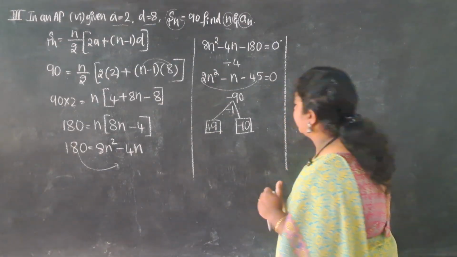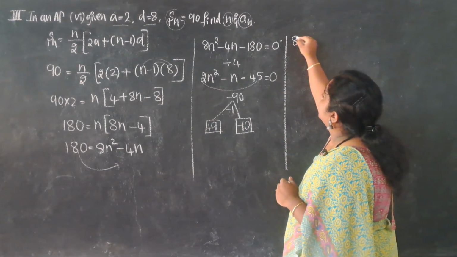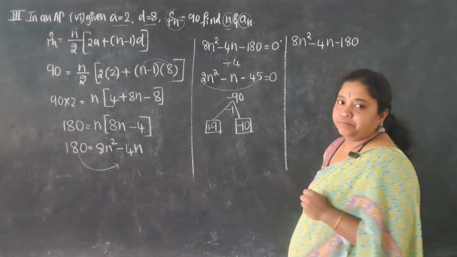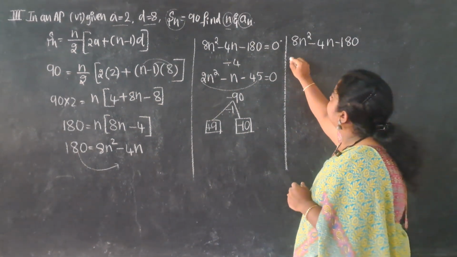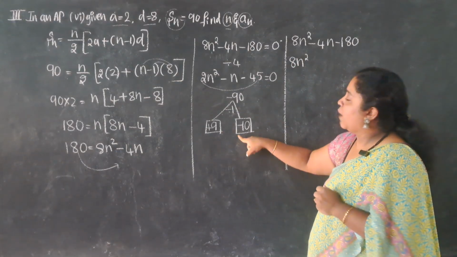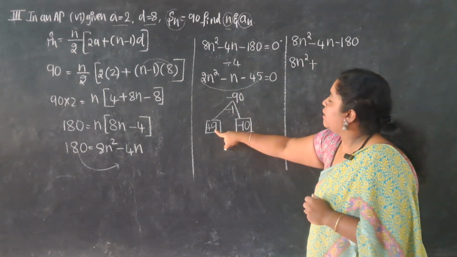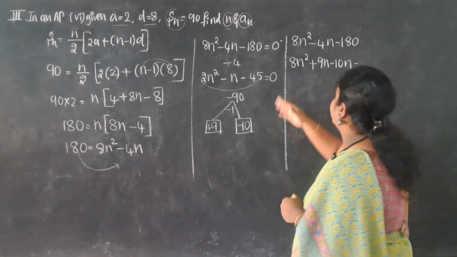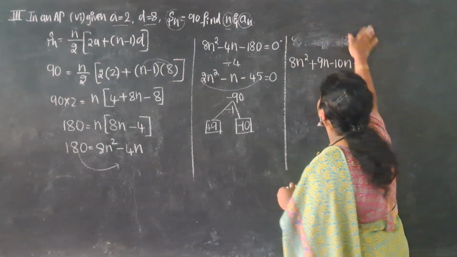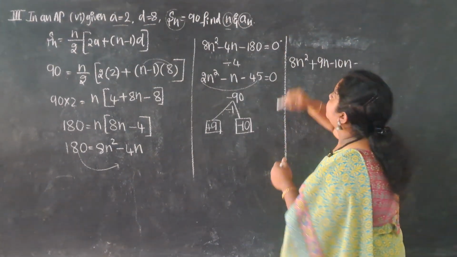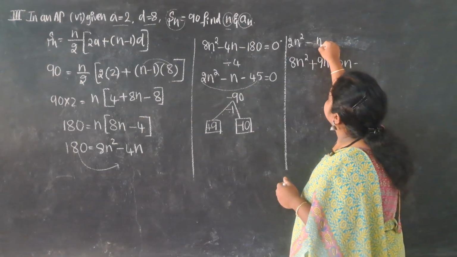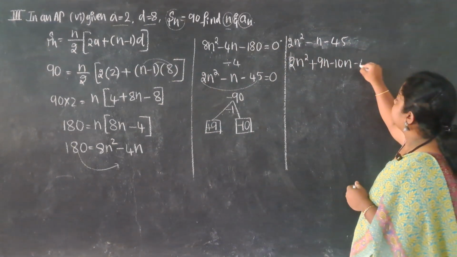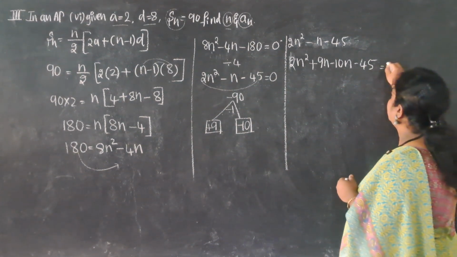Now I'll simplify the quadratic equation. The quadratic equation is 8n square minus 4n minus 180. Now what I do, I'll split the middle term. I have already found the two values to split it. So the first one will be 9n and the next one will be -10n. I should take the simplified one. I have taken the bigger one, I'll take the simplified one. See, the simplified one is 2n square minus n minus 45. So 2n square plus 9n minus 10n minus 45 is equal to 0.